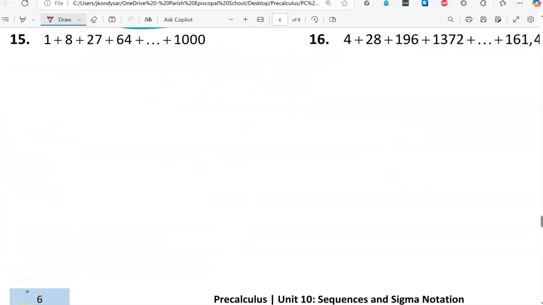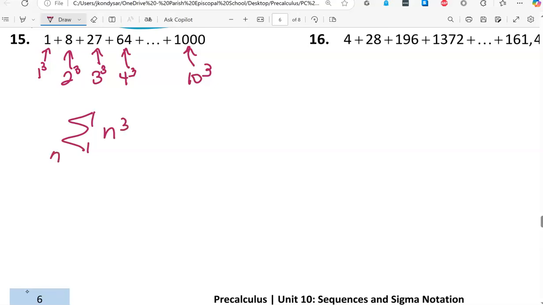In number 15, this is neither arithmetic nor geometric, but you will notice that each of these terms is a perfect cube. And we do start with 1 cubed, and then go to 2 cubed, 3 cubed, 4 cubed, and we're ending with 10 cubed. So this is going to be the summation of n cubed as n goes from 1 to 10.